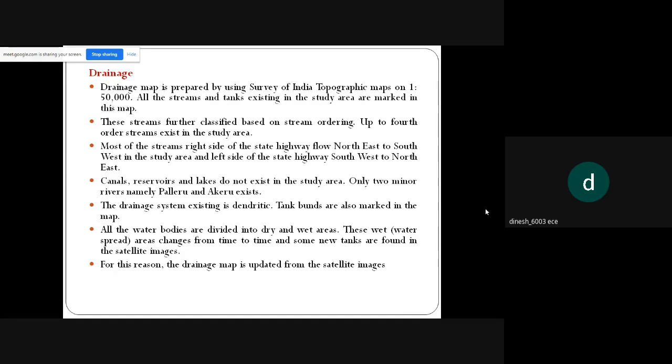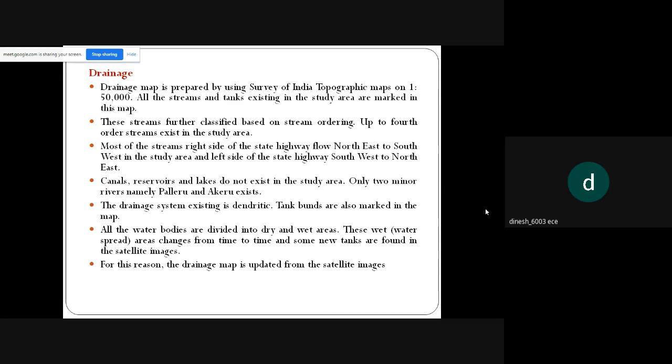The canals, reservoirs, lakes haven't been considered in the study area. Only two rivers, namely Palleru and Ekkeru, are being considered. The drainage system existing is taken to be of dendritic nature, which is obtained by the remote sensing system. The tank bunds are also marked in the mapping.